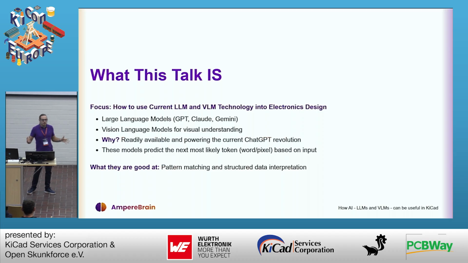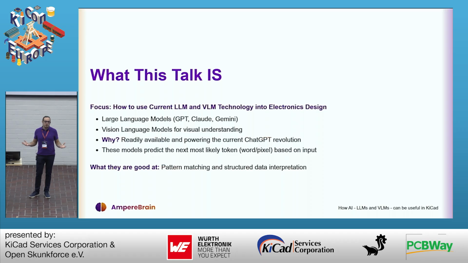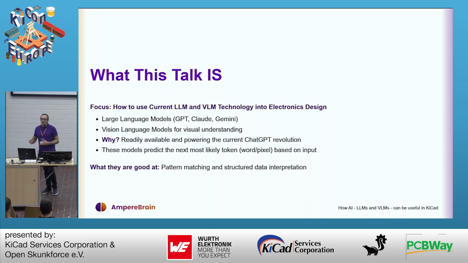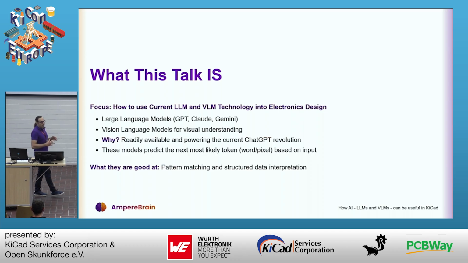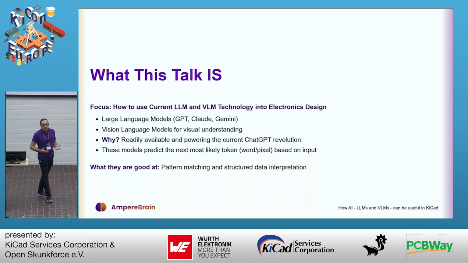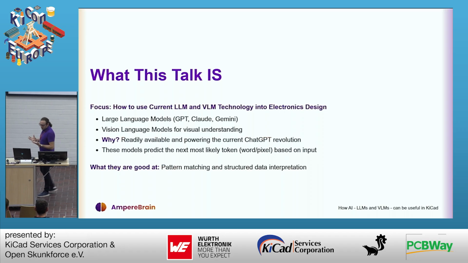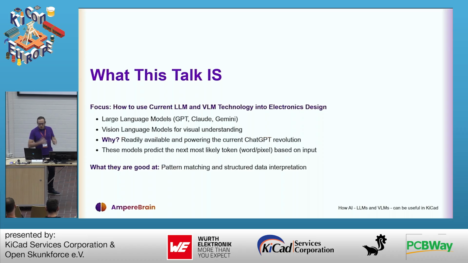A vision language model is the same idea, but instead of having only text as input, you also have images. The way the image is divided is a bit more complex than pixels, but ultimately it's the same idea. The whole idea of those VLMs is visual understanding. In the context of electronics design, that would mean, in a datasheet, you have a reference circuitry. How do you actually make sense of that? That's where a VLM is useful compared to being just text based. Yet those are only good at pattern matching and structured data interpretation.